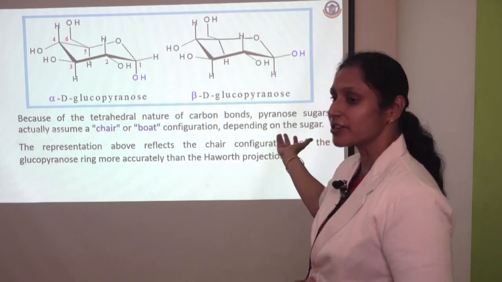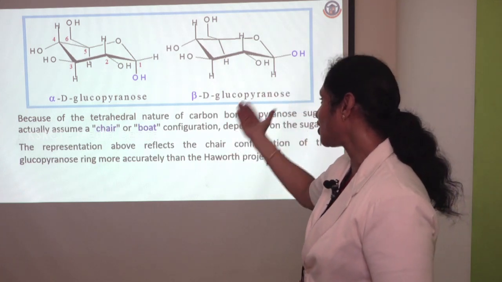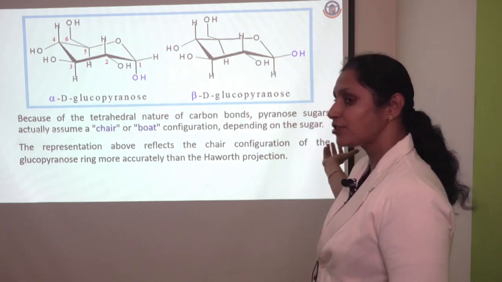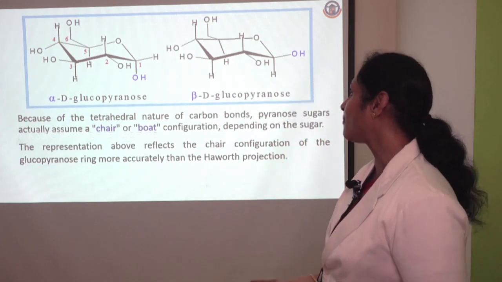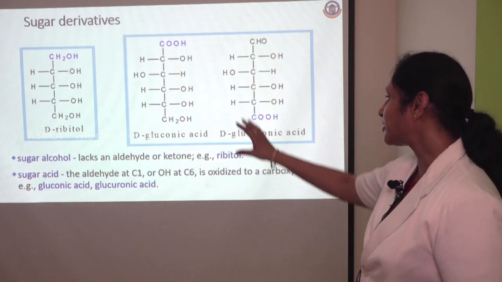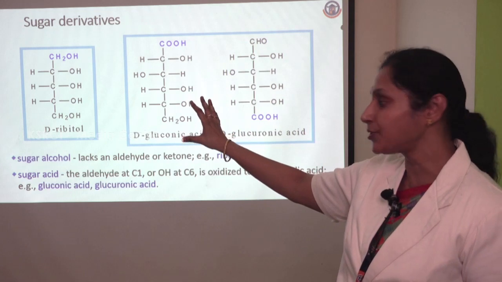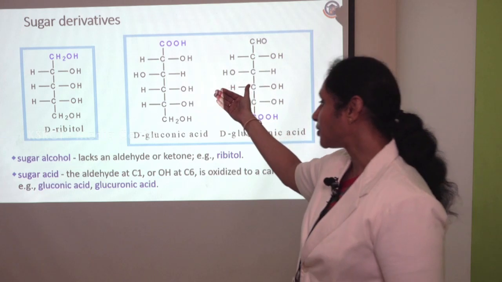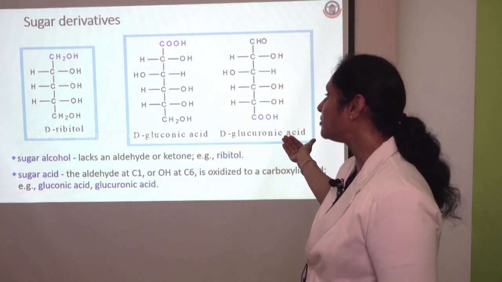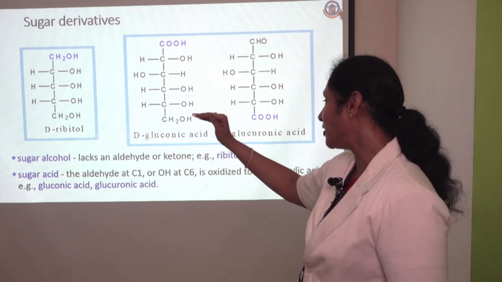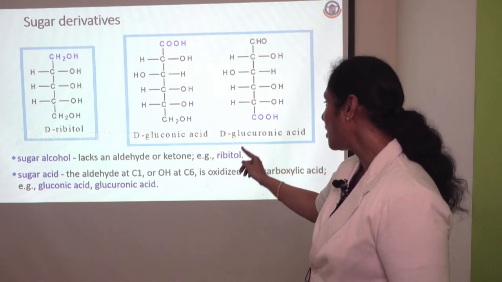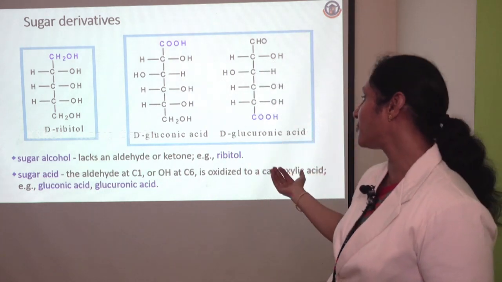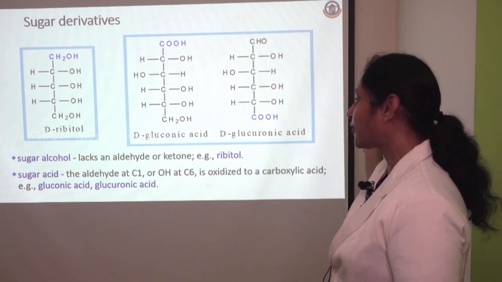And this is another structural conformation of monosaccharides, that is chair or boat conformation. Because of the tetrahedral nature of carbon bonds, pyranose sugars assume chair or boat conformation. These are some examples of sugar derivatives: D-ribitol, D-gluconic acid and D-glucuronic acid. A sugar alcohol lacks the aldehyde or ketone, we call that ribitol, and in sugar acids, the aldehyde at C1 or OH at C6 is oxidized to the carboxylic acid, which gives rise to gluconic acid or glucuronic acid.